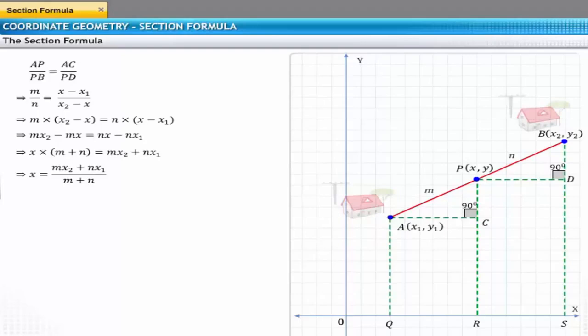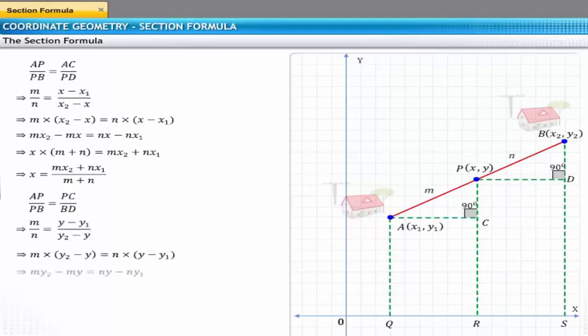Similarly, you can substitute the values for sides PC and BD. From equation 1, AP divided by PB is equal to PC divided by BD. Rearranging the expression, you get y multiplied by (m plus n) is equal to my2 plus ny1. On simplifying, you get y is equal to (my2 plus ny1) divided by (m plus n).